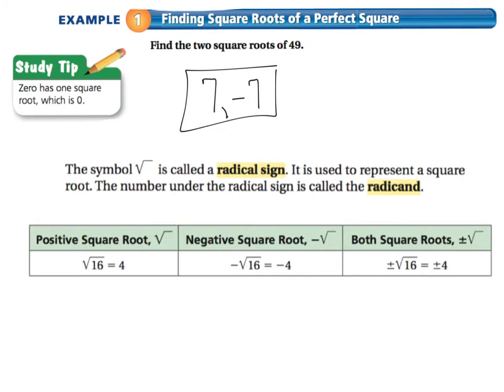So here's how it looks. If I actually tell you to find the square root of 16, that's asking for the positive square root. If I ask for the negative square root, then your answer is going to be negative. If I ask for both, like I did up here, positive or negative square root of 16, you're going to give me plus or minus 4. Which means that negative 4 and 4 are your answers.